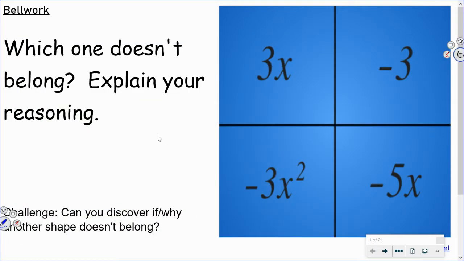Here is your bell work. Go ahead and take care of your bell work. Pause the video, and come back when you're ready. All right, folks, so at this time, you should have paused the video. You should have completed your bell work. I gave you the page on Friday. And we can happily talk about this tomorrow and share some ideas.